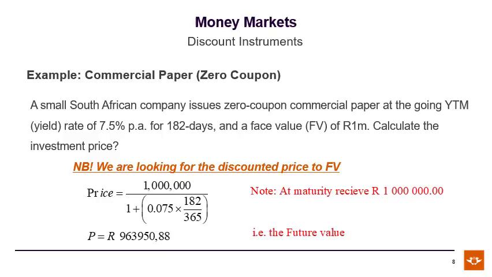And if the investor holds that instrument all the way until maturity, then they will receive an interest payment of 1 million rand less 963,950.88. So they will receive 1 million rand in total, but the capital part of that will be 963,950.88, and the interest portion will be the 1 million rand less 963,950.88.